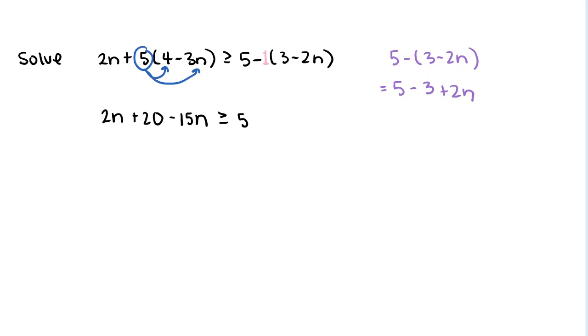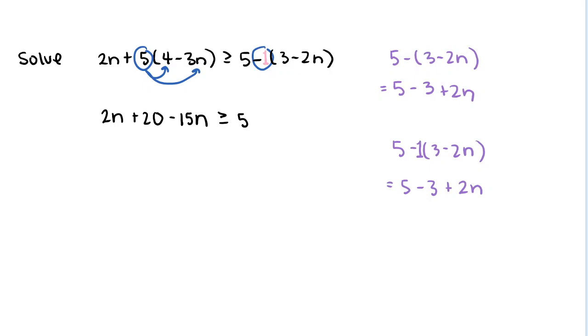You can imagine distributing that minus 1 across. So here we end up with the same thing: 5 minus, I'm going to write this as 1 times 3 minus 2n. That's the same as 5 minus, well, negative 1 times 3 is negative 3, so 5 minus 3. And then negative 1 times negative 2n, well, that's plus 2n.